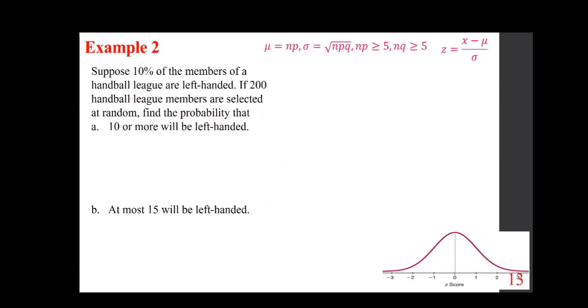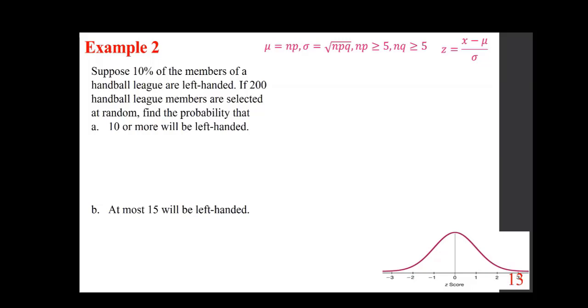Suppose 10% of the members of a handball league are left-handed. If 200 handball league members are selected at random, find the probability that A, 10 or more will be left-handed, B, at most 15 will be left-handed.